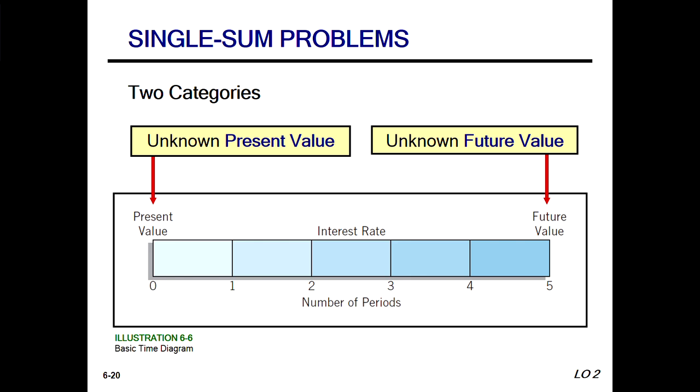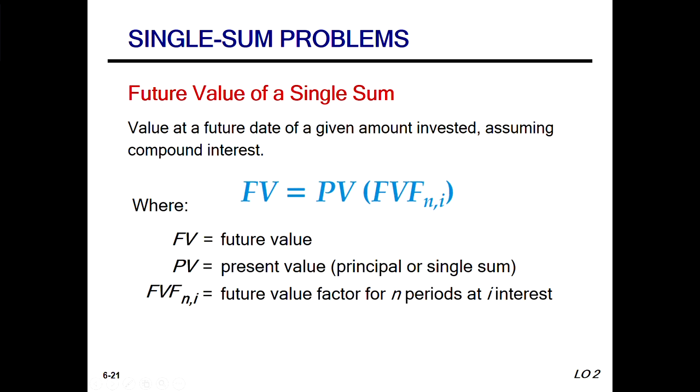Remember, for the present value, we know what it's going to be in the future, but we want to know what it's going to be right now. But here in future value, our unknown is the future value. So here again is the formula for the future value, assuming compound interest.